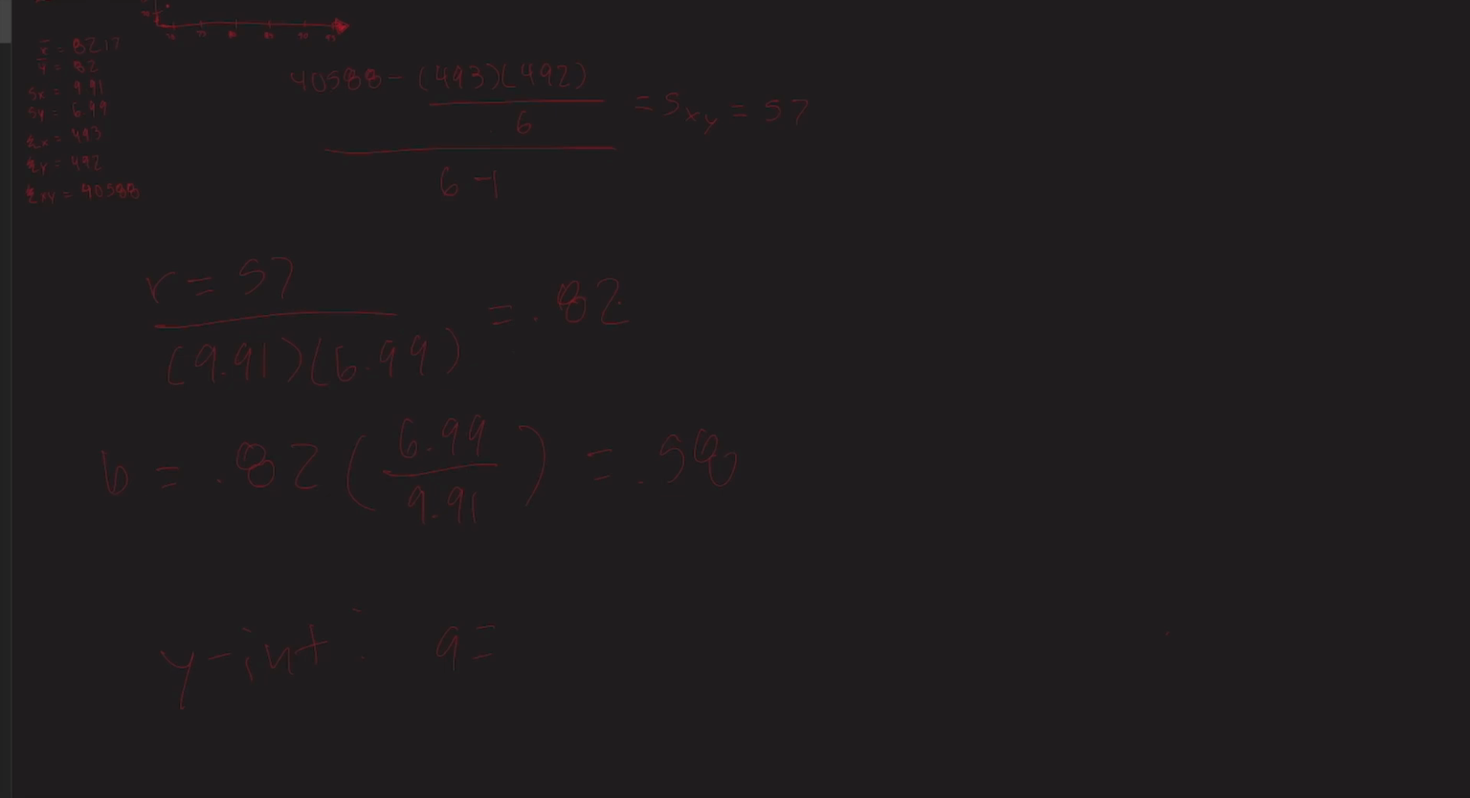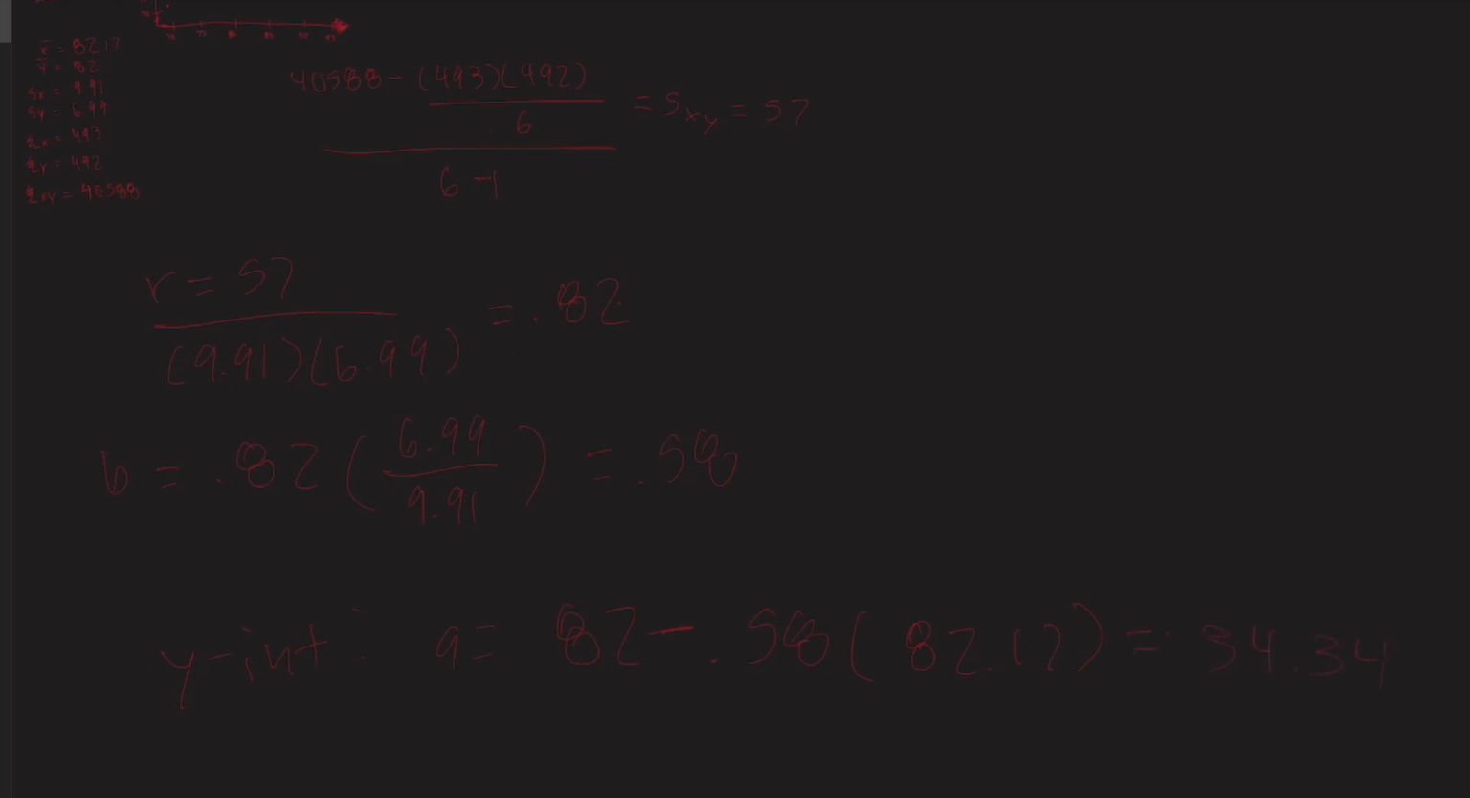After we find b, we want to find the y-intercept, which is a equals the mean of y, which in this case is 82, subtracted from b, which is 0.58, multiplied by the mean of x, which is 82.17. We go to our calculators: 82 minus 0.58 times 82.17, and we get 34.34.